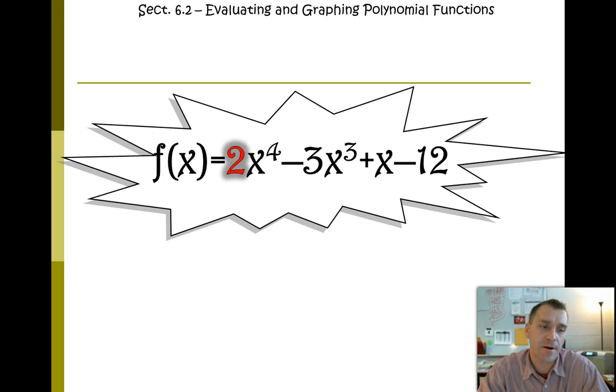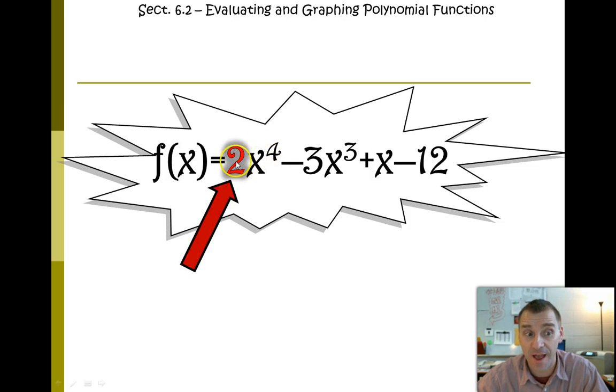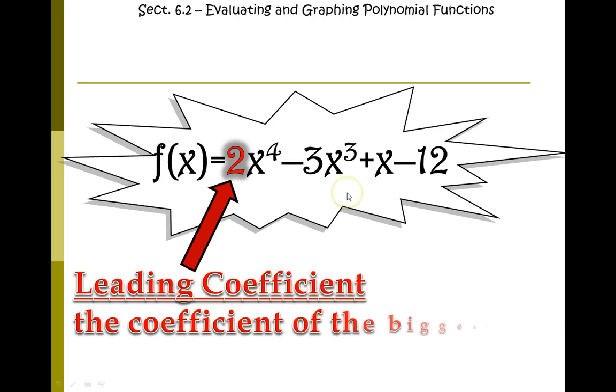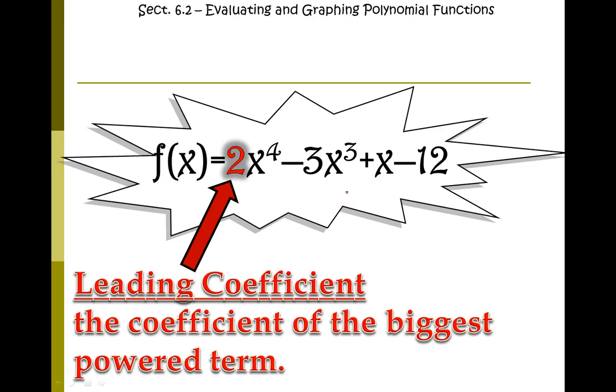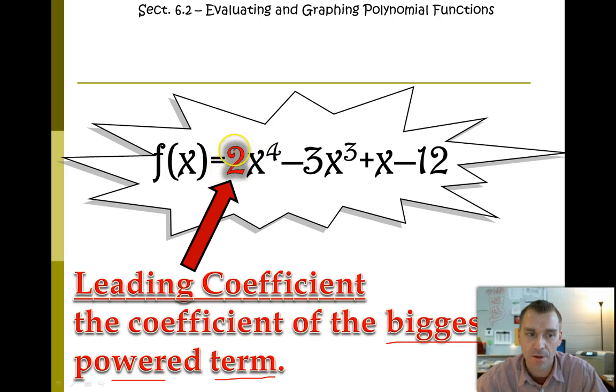That 2 right there, that is in front of this x to the 4th power thing, that coefficient, it is by definition called the leading coefficient, and by definition, it is the coefficient of the biggest powered term. And you can see 4 is the biggest power of all the ones that are here. So it's the coefficient that goes along with the biggest powered term.